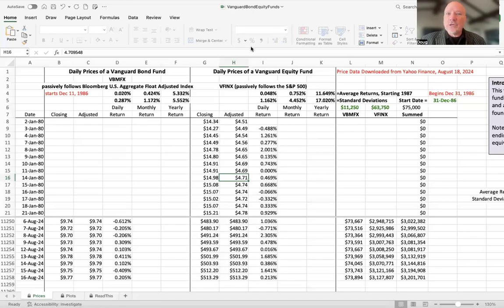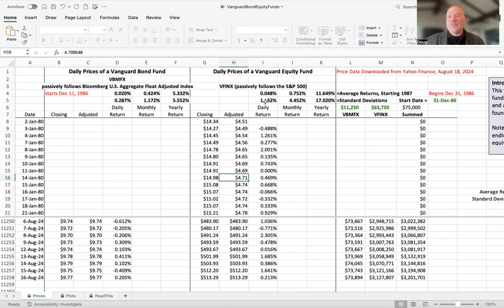Let's now have a look at the Vanguard bond equity spreadsheet to get an idea of our asset allocation between bonds and equities. In this case, I've downloaded the Vanguard Fund VBMFX, kind of hard to say that, which follows the Bloomberg Aggregate Bond Index. And I've also downloaded VFINX, which follows the S&P 500.